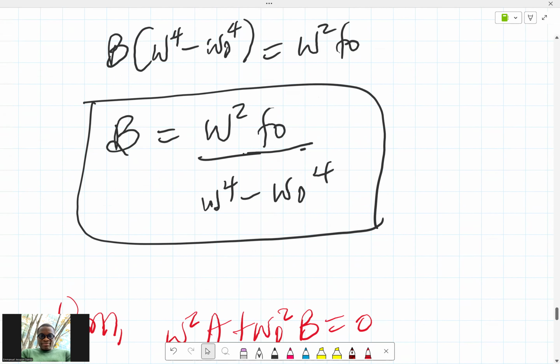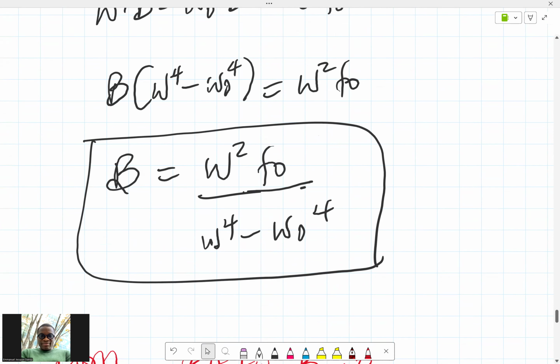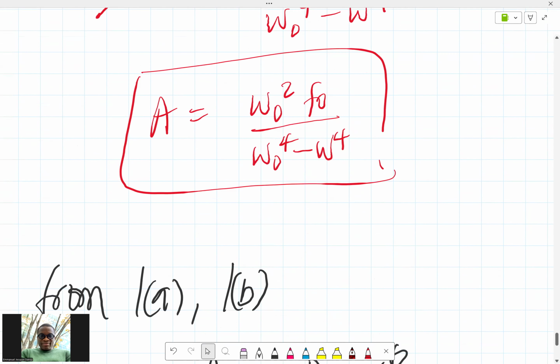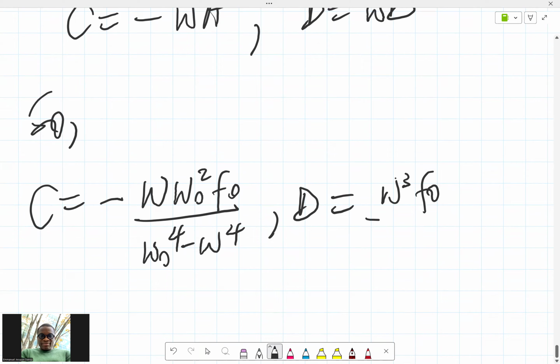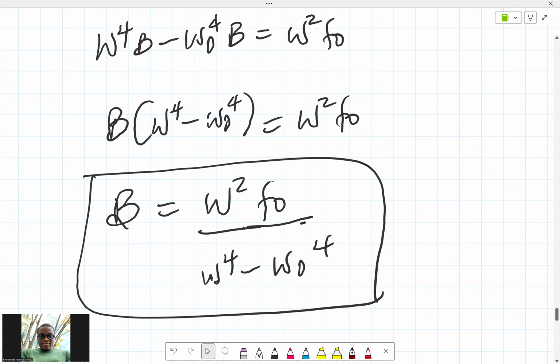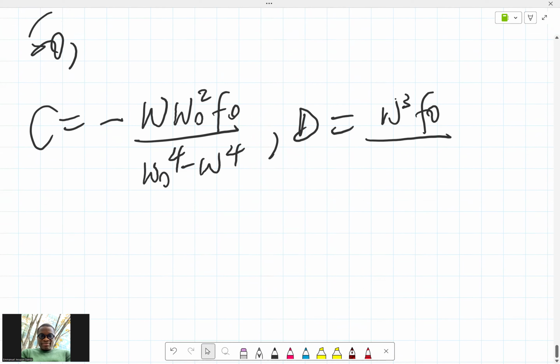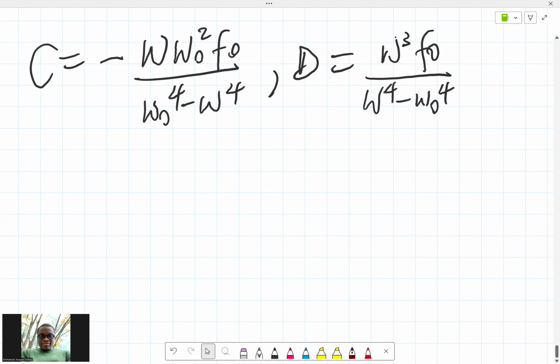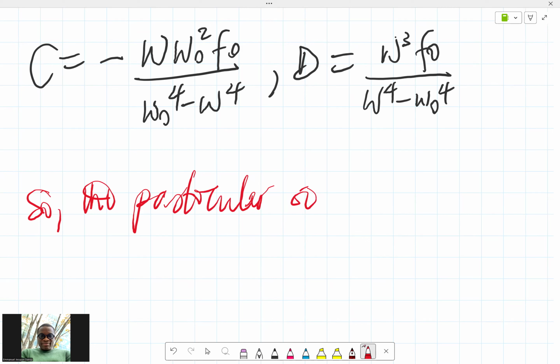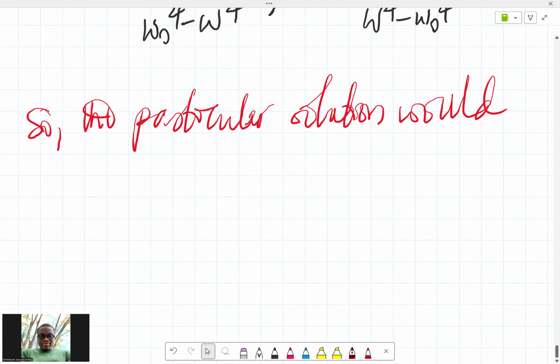So B is omega cube F naught. Omega multiplied by that is simply omega cube F naught divided by omega 4 minus omega naught 4. So we have all of that. So the particular solution would be, let me separate them here.